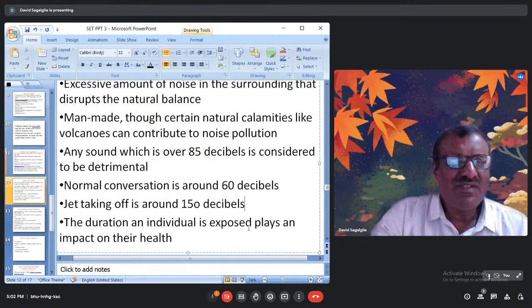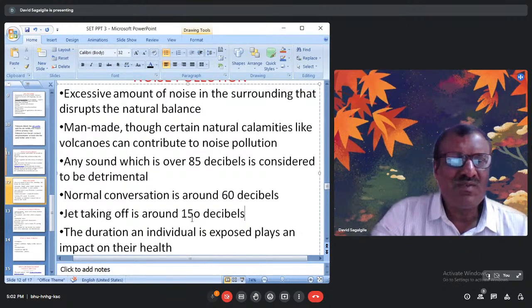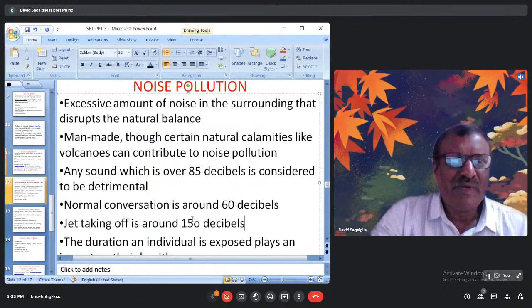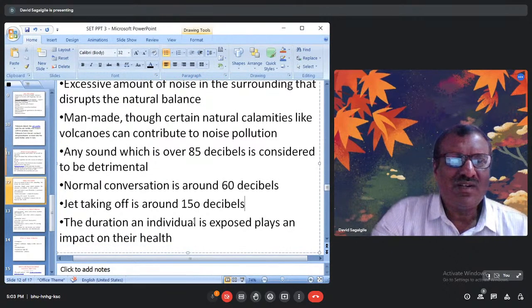The duration for which an individual is exposed plays an impact on their health. The amount of time a person is facing this particular sound also has an impact on their health. So sound is also something which pollutes the entire environment, and it has a very bad effect on the health of people.